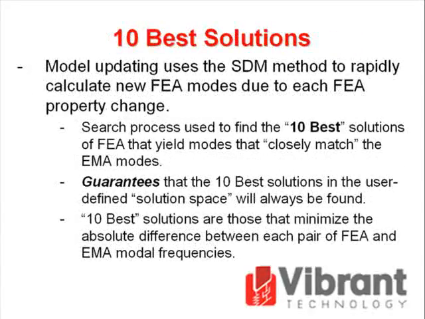Model updating uses the SDM method to rapidly calculate new FEA modes due to each FEA property change. A search process is used to find the 10 best solutions of FEA properties that yield FEA modes that closely match the EMA modes. This exhaustive search procedure guarantees that the 10 best solutions in the user-defined solution space will always be found. The 10 best solutions are those that minimize the absolute difference between each pair of FEA and EMA modal frequencies, and optionally maximize the MAC value between the same pair of FEA and EMA mode shapes.